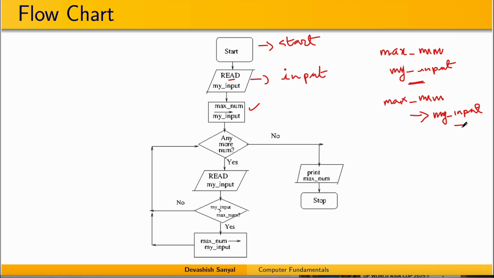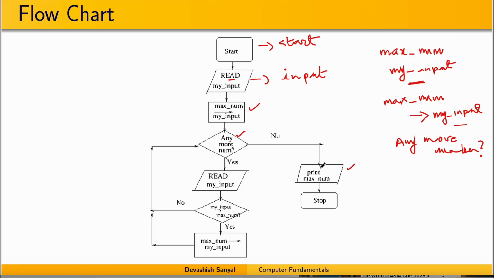So max num takes the value of my input, and then there is this diamond shape. Here a condition is being tested, and what is that condition? What is written in the diamond is: any more number? It's asking if there is any more number. If there is no other number, if no is the answer, then it will print whatever max num is.